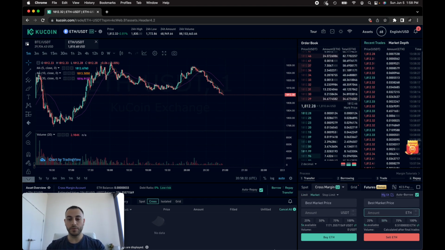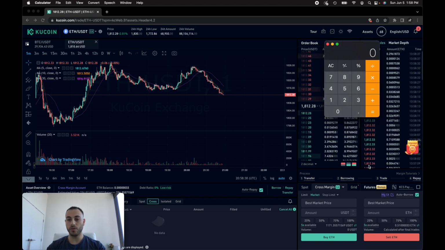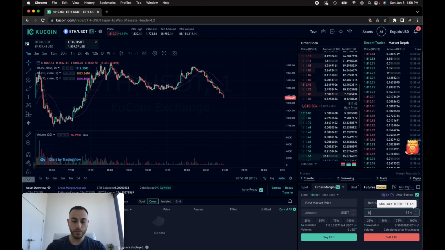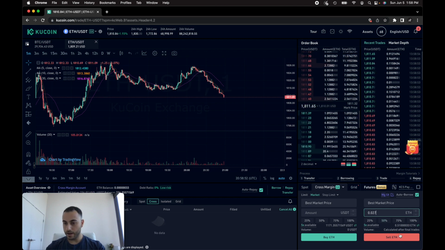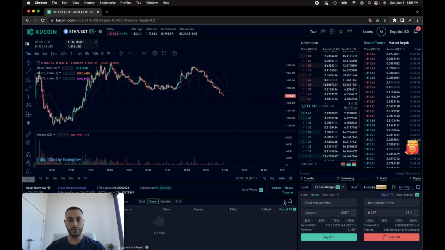So say, for example, you want to borrow Ethereum right now and you want to borrow $50 worth. So you're going to take 50 and divide it by the current price, 1811, and that will give you 0.027. So you're going to borrow 0.027, which is going to be around $50. And so you're going to sell Ethereum at that price, and you're going to confirm that point.